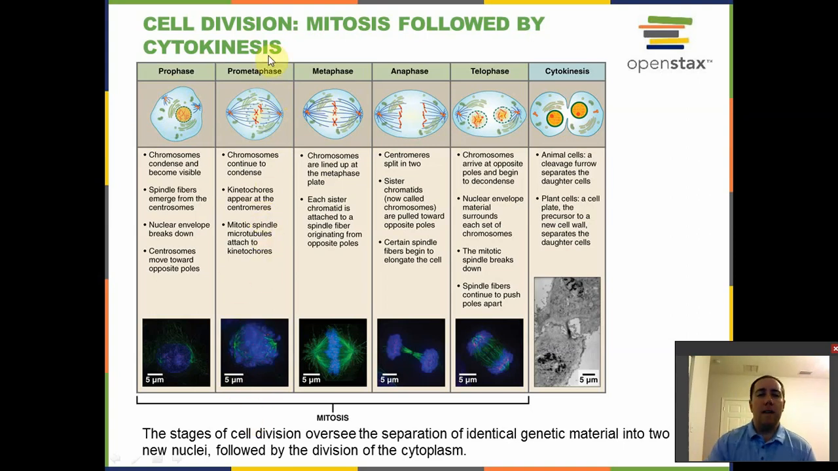You need to know the 4 phases of mitosis: prophase, metaphase, anaphase, and telophase. I remember the order because I remember PMAT, P-M-A-T, prophase, metaphase, anaphase, telophase. You also need to know what is happening in each of those 4 phases. So remember, these are phases of mitosis.